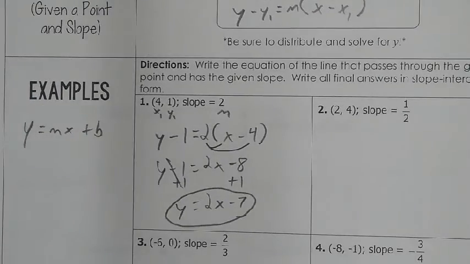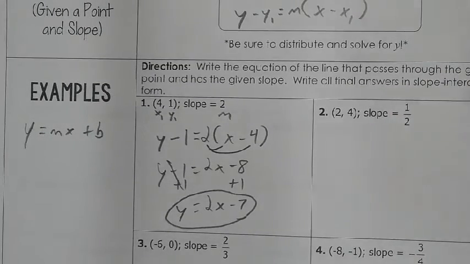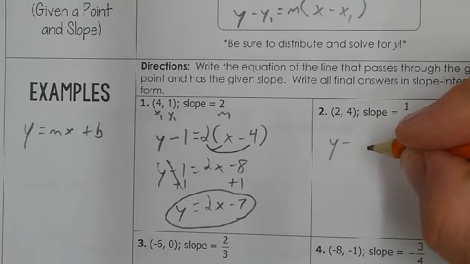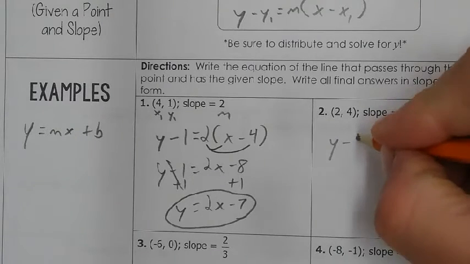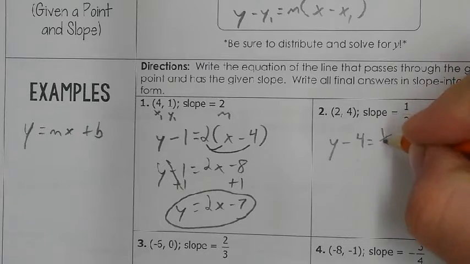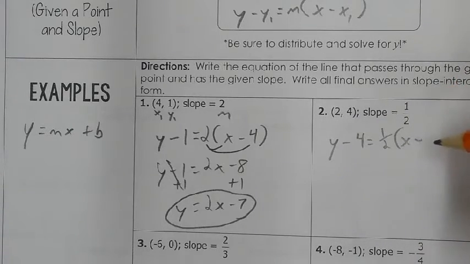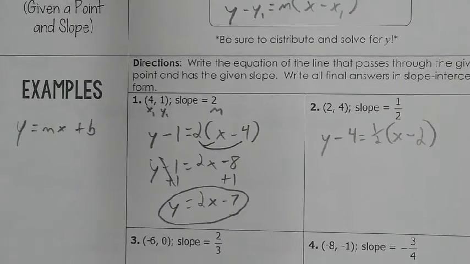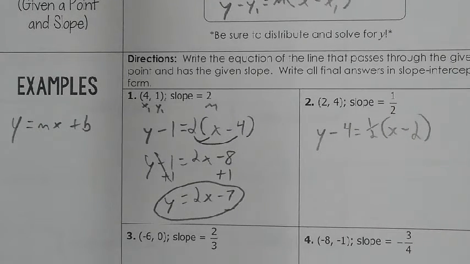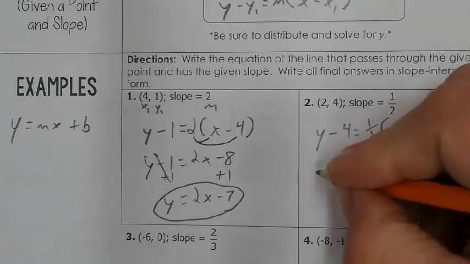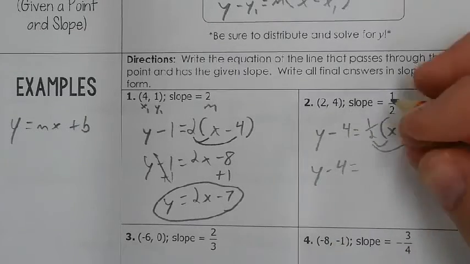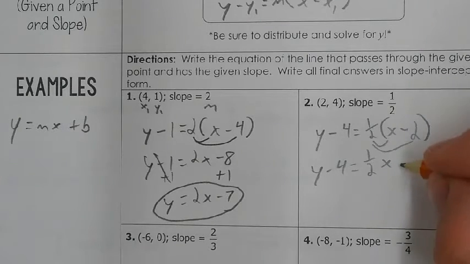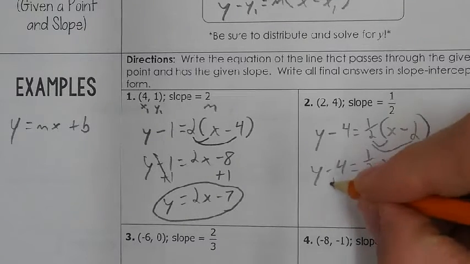Especially since it has a fraction. Okay, number 2, we have y minus our y1, or y minus y1. What's our y1? 4 equals 1/2 x minus our x1, which is 2. So now we would distribute. 1/2 times x is just 1/2 x. Then what's half of negative 2? Negative 1. And now once again we'll just add 5.